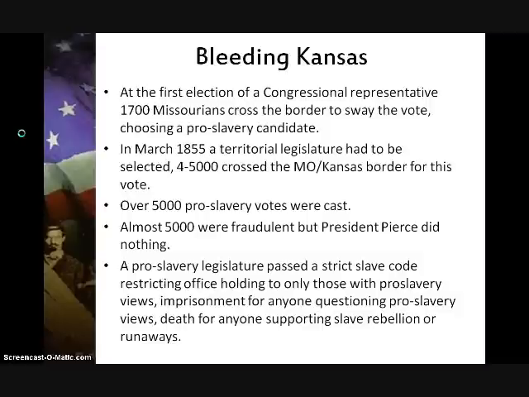Imprisoning anyone who was questioning pro-slavery views, and death for anyone supporting slave rebellion or runaways. They're really pushing this fugitive slave law at this point. And some individuals who were not slaves are going to end up slaves. I don't know how extensive that was. It's certainly worth the research to find out. But the fact is that you had a group of fraudulent voters and angry people, and tension is building.